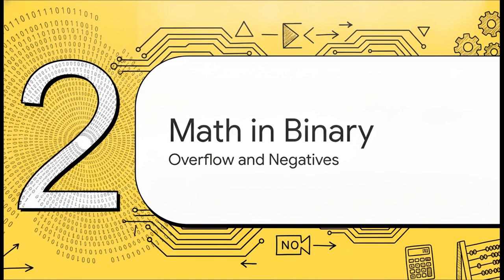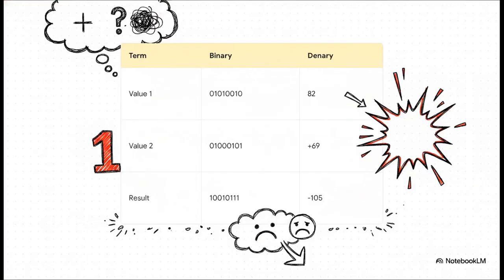That brings us to part 2, doing math in binary. So what happens when things go totally wrong in computer math? Picture this. Imagine we're trying to add the positive numbers 82 and 69, and we're using 8 bits to do it. The correct answer obviously should be 151. But here's the catch. In an 8-bit system using signed numbers, the maximum positive value we can actually represent is 127. So when the computer tries to run this calculation, the 1 spills over into the far left column. In this system, that far left column actually acts as a negative sign. We call this an overflow error. By trying to hold a number that's just too large for its allocated memory block, the computer spits out a completely nonsensical answer of negative 105.